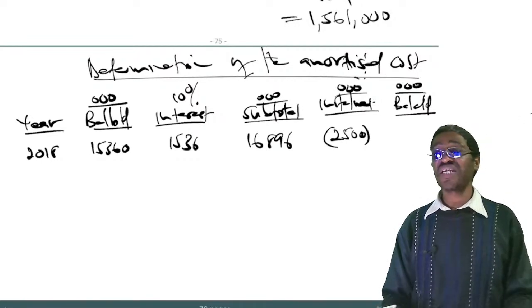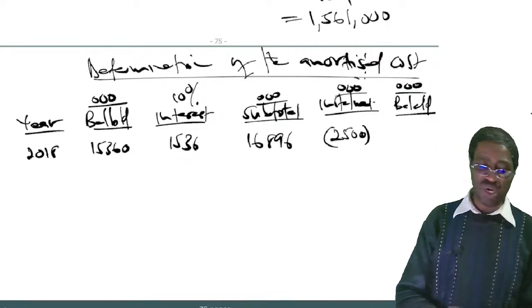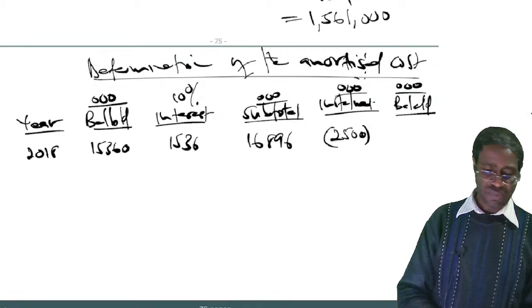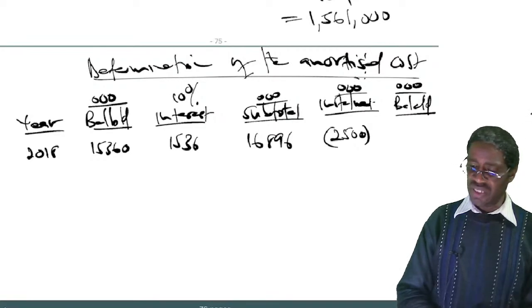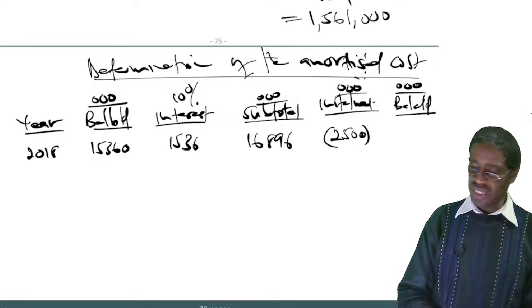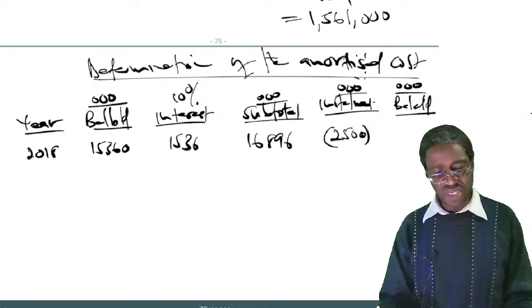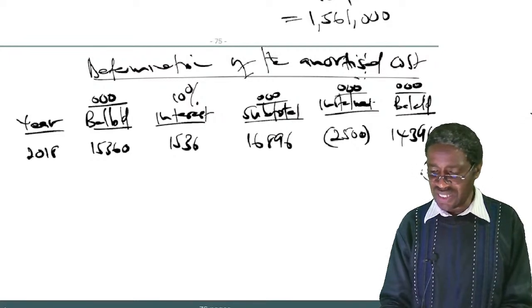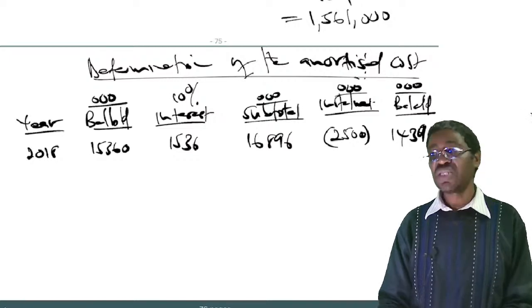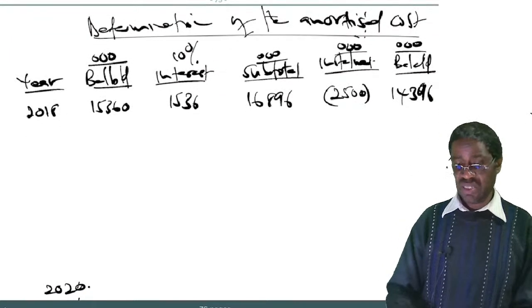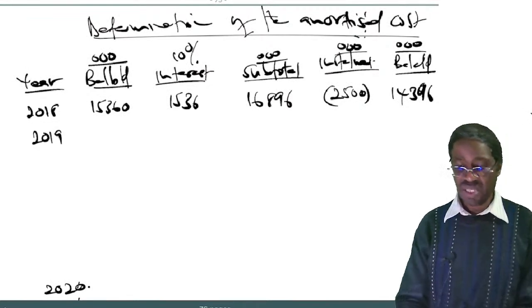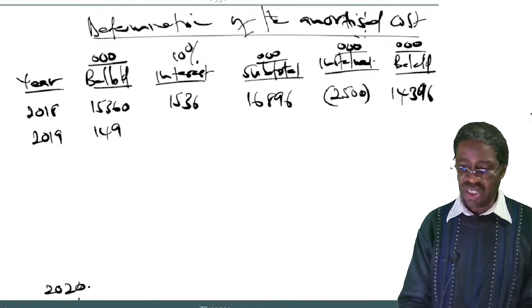So what are we carrying down as our liability by end of year 1? So I take that 16,896, I minus 2,500. That leaves me with a balance carried down of 14,396. That becomes the opening balance of year 2, 2019. That is 14,396.